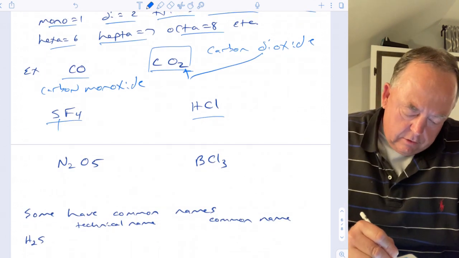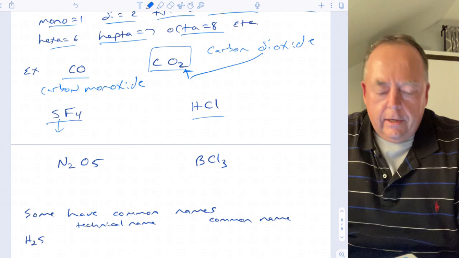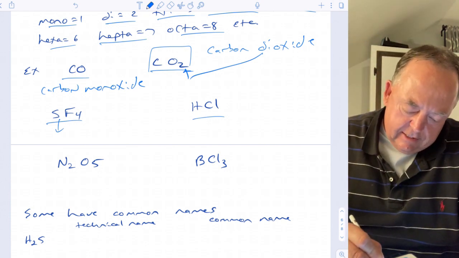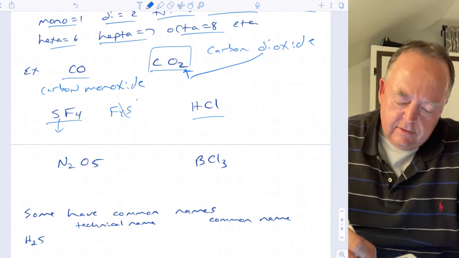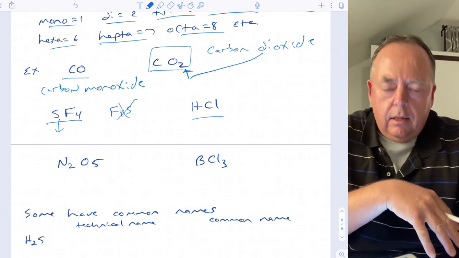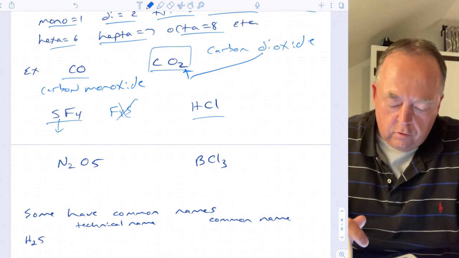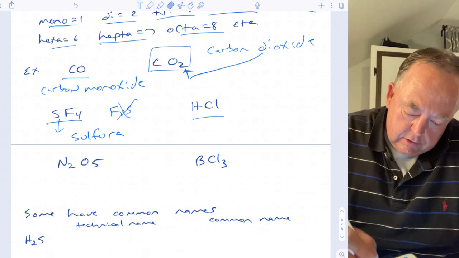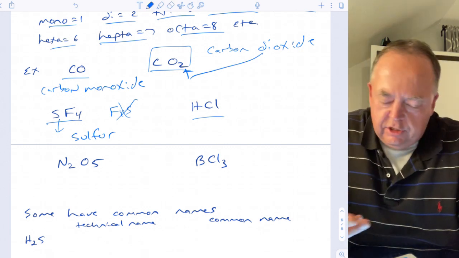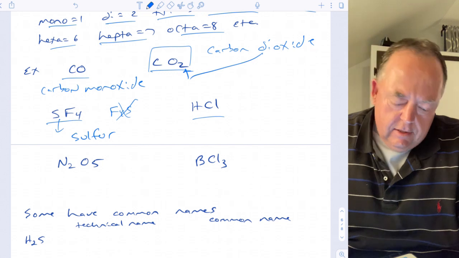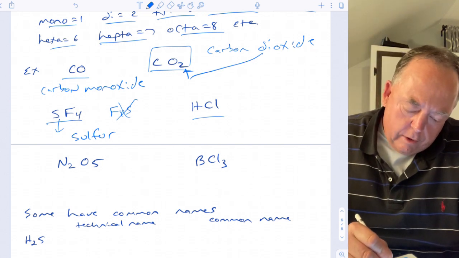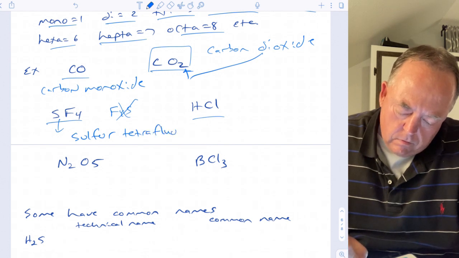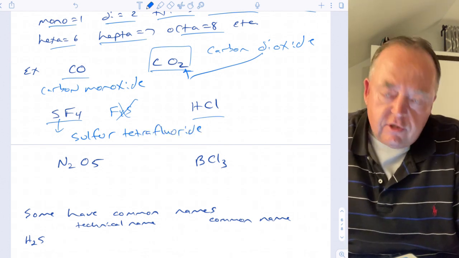So if we name this, sulfur is more metal-like than fluorine since it's more to the left in the periodic table, so it would come first in the name. So it would always be SF4, it would never be F4S, right? You always put the most metal-like one first in the name and the formula. So this would be sulfur. The one that is more metal-like, you just name it whatever its name is. And then fluorine would become fluoride, but there are 4 of them, so that would be tetrafluoride.